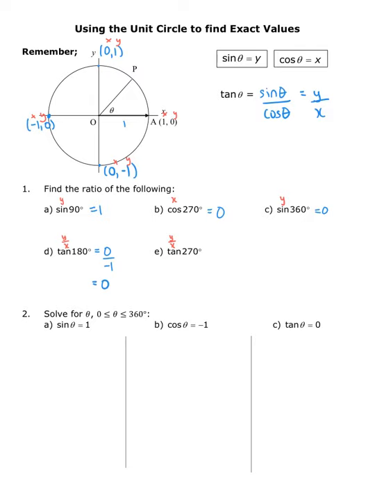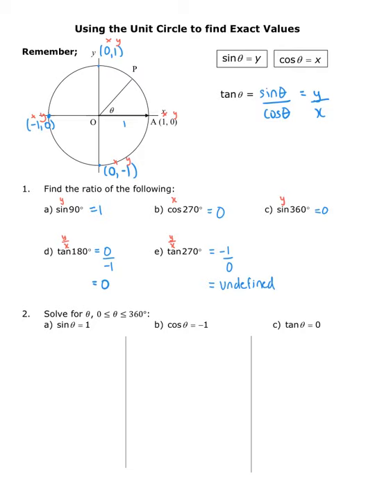Tan 270, so the negative y-axis. Again, we're looking at the y value divided by the x value. So here we have negative 1 divided by 0. Well, this is opposite. There's a big difference between 0 divided by negative 1 and negative 1 divided by 0. Here, when you have any number divided by 0, that's undefined. You can't divide a number by 0.